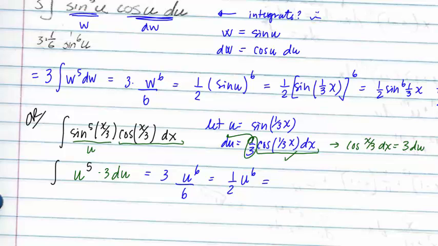U's worth sine of 1/3 x, so this is 1/2 sine to the 6th of 1/3 of x, or x over 3, plus c. Same answer, just a matter of how we work it out.